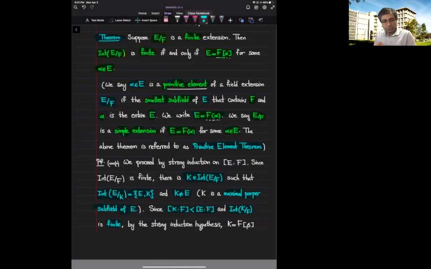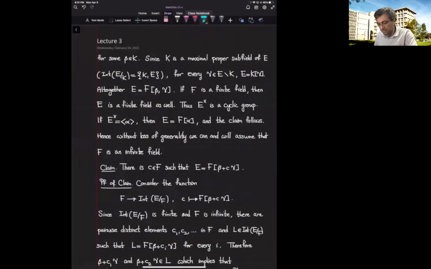So I am allowed to use the strong induction hypothesis for the field extension K over F and deduce that K is F(beta) for some element beta. So again, that means that K over F does have a primitive element beta. Now, because there is no other field above K and below E, if I pick something outside of K and add it to K, I have to end up getting the entire field, because there are no other intermediate subfields between K and E. K is a maximal proper subfield.